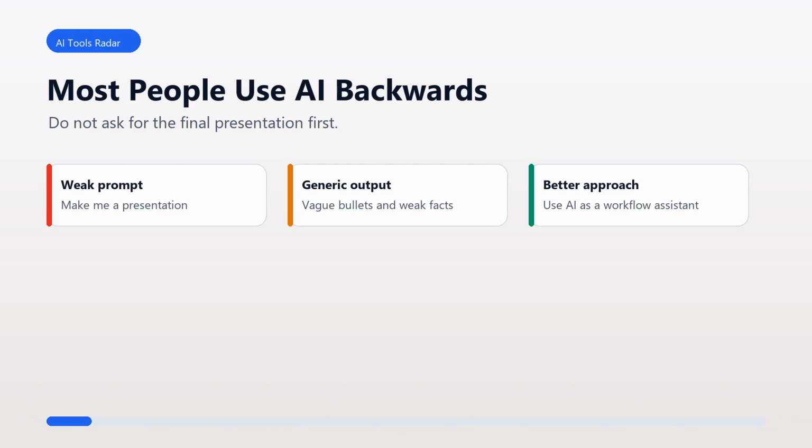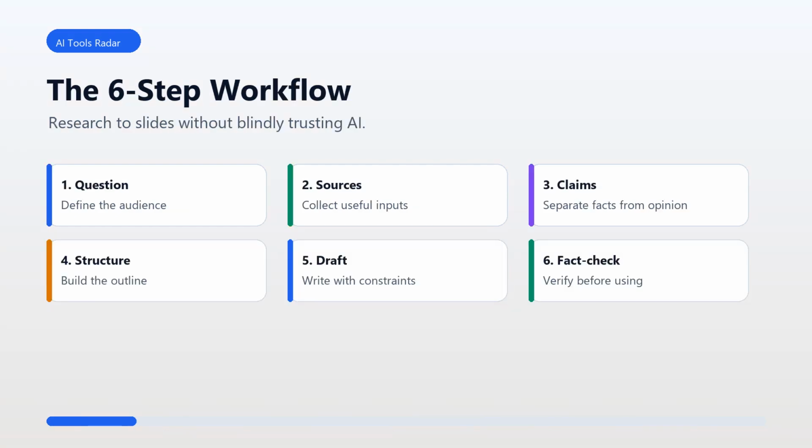In this video, I will show you a practical workflow for turning research into a useful document, outline, or presentation. The workflow has 6 steps. Define the question. Collect sources. Extract claims. Build the structure. Draft the content. And fact-check before using it.